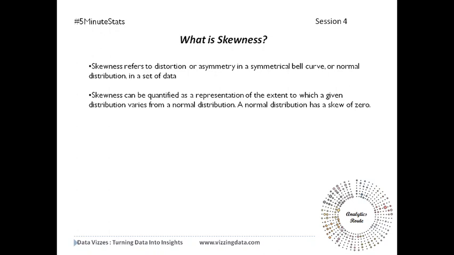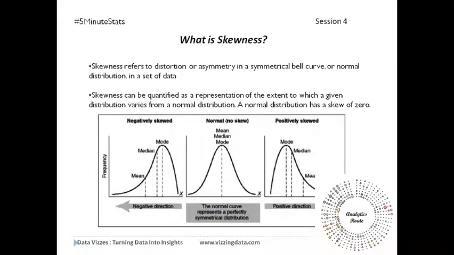To understand this, let's look at these three curves over here. The curve in the middle is a normal curve, which has a 0 skewness. A normal curve is completely symmetrical when you divide it into two halves. For a normal curve, the mean, median, and mode lie at the same point.